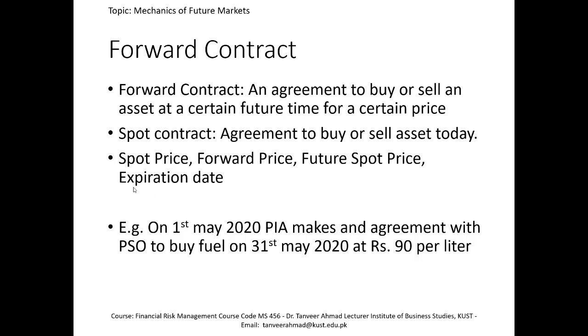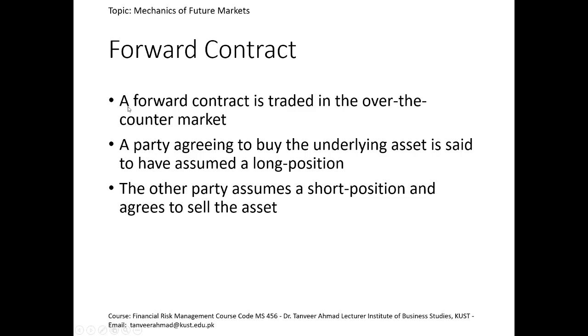Right? And expiration date. What is expiration date? Expiration date is the time of maturity. Remember, that is the easy one, the 31st of May 2020 in our example. Let's move forward. So a forward contract is traded in over the counter market. For now, just understand this, that over the counter market is an informal market, and in couple of slides we would discuss this concept in detail.